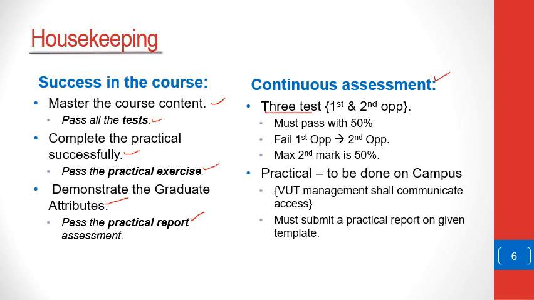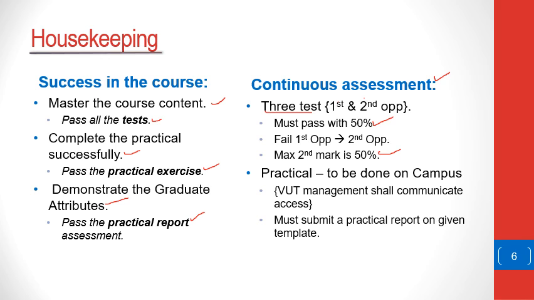Each and every student must pass each and every one of these tests with at least 50%. If the student fails the first opportunity, they will be given a second opportunity, which they must pass with a 50%. If a student gets any mark that is a pass mark in the second opportunity, that mark will be downgraded to a 50%.